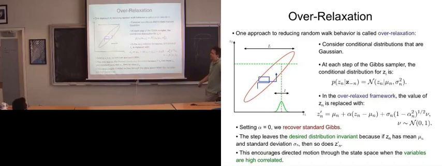But I just wanted to give you one example where people are thinking about how to design these conditionals, or these transition operators, so that you can avoid the naive random walk behavior. It's not easy.